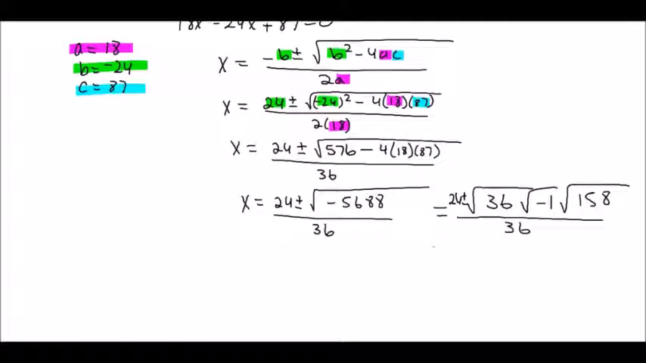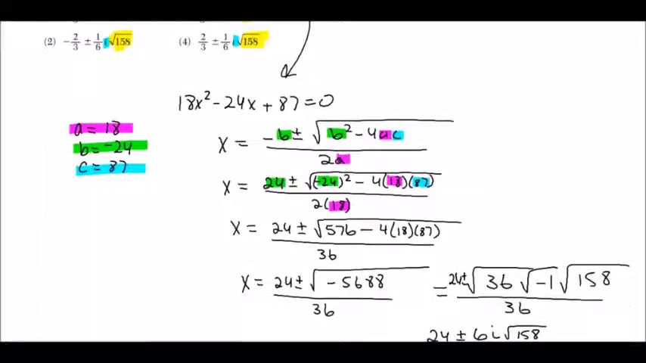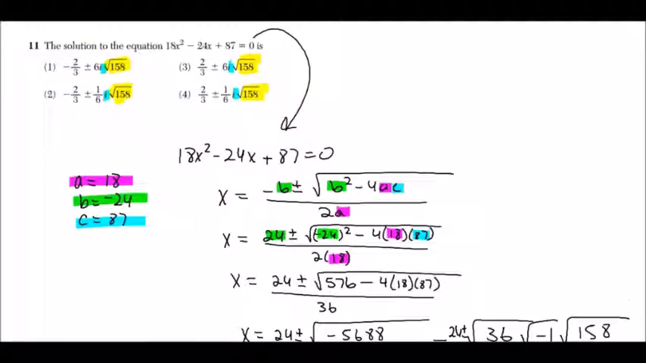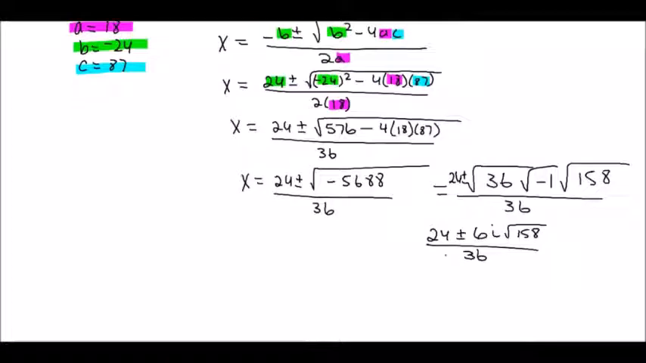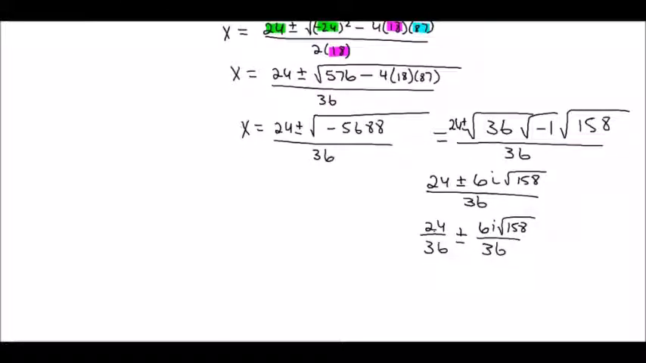Now we can simplify this further. Radical 36 is 6, radical negative 1 is i, and then rad 158. And then that's all divided by 36. Now you'll note our answers here have a separated fraction for just the integers. So I'm going to separate this out into 24 over 36 plus or minus 6i rad 158 over 36. 24 over 36 we could simplify to 2/3.